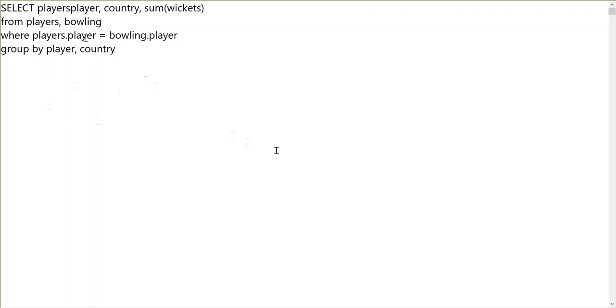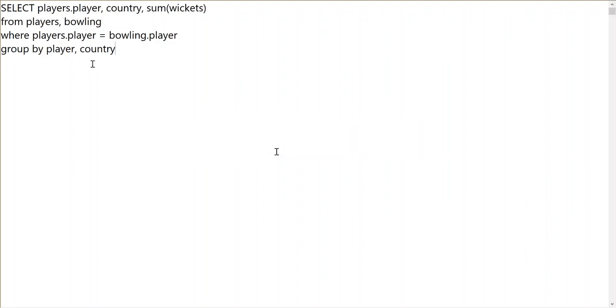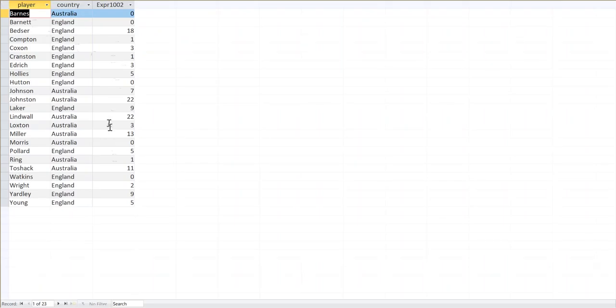It makes no difference. So if I go players.player, or if I put bowling.player, it doesn't care which table it grabs it from. Oh yeah, down here in the player, I've got to put players.player as well. So do we all get why it's having trouble with player? Yes. Because the player field, or variable of sorts, exists in both tables, and it doesn't know which one to grab. So we just have to tell it one or the other. Okay, now it will show us that stuff.